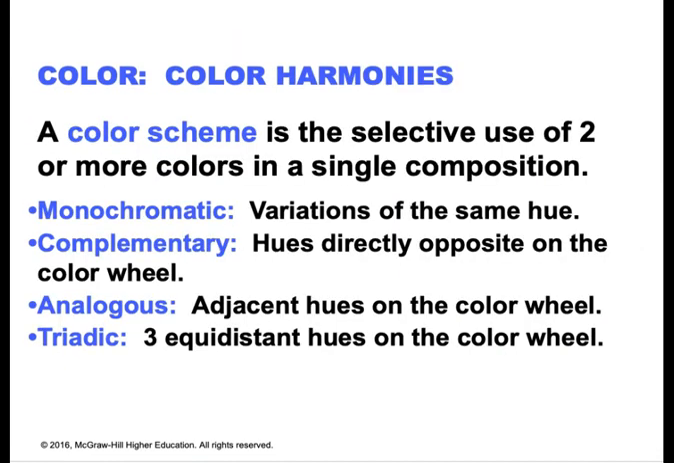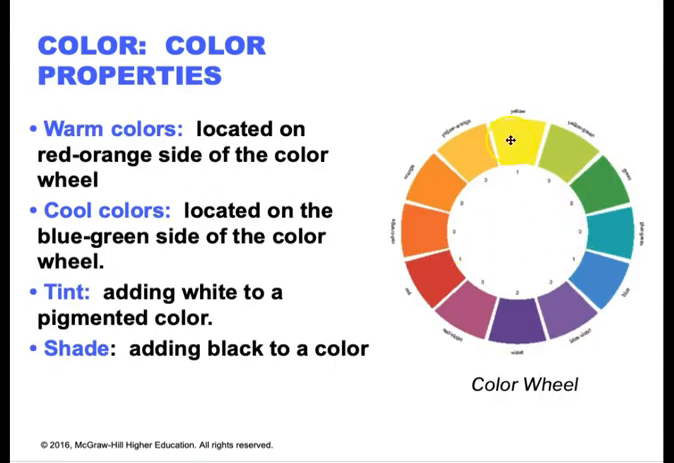Okay, so that was analogous. And then the last type is triadic. Triadic means 3 equidistant hues on the color wheel. So, spaced the same distance apart. That's what equidistant means. I can click back to the color wheel one more time. And so yellow, red, and blue would be a triadic color scheme. Tri means 3, so you're using 3 colors equidistant apart.